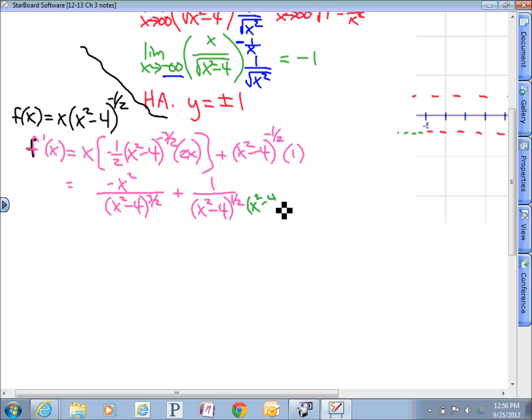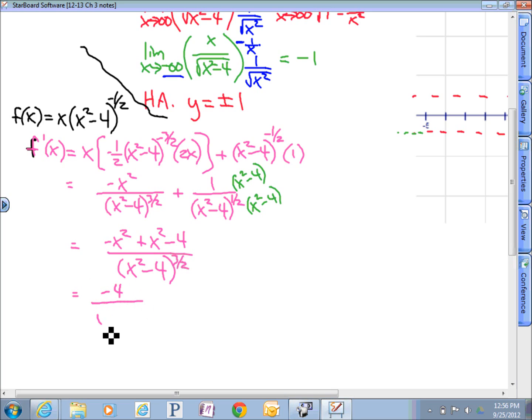I'm going to need an x squared minus 4 to the 2 halves extra in each part of that fraction. Clean it all up: negative x squared plus x squared minus 4 over the top of an x squared minus 4 to the 3 halves. And if we do that, I think our first derivative is going to end up being negative 4 over x squared minus 4 to the 3 halves.